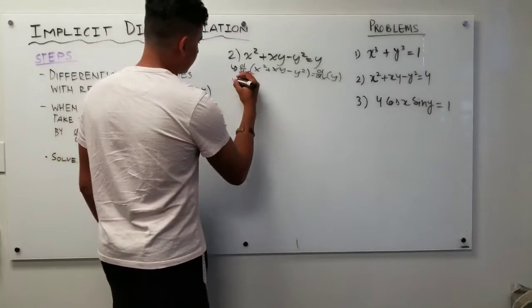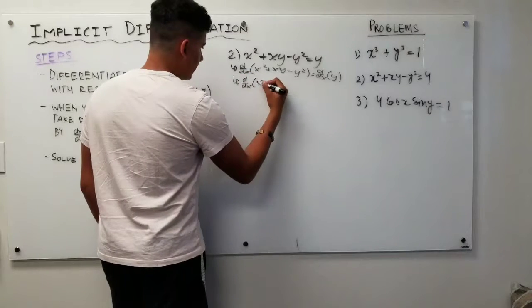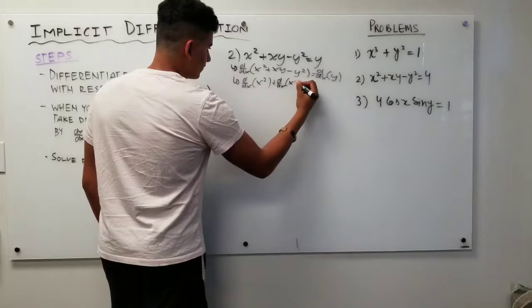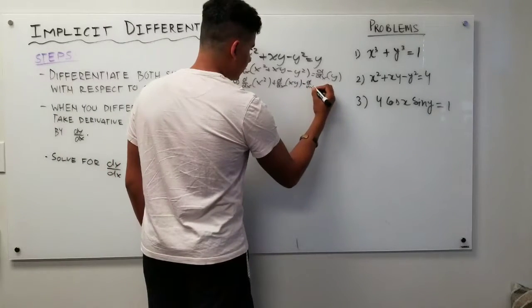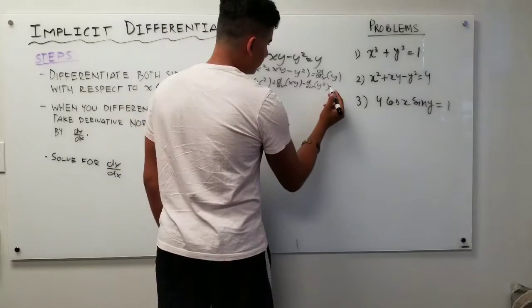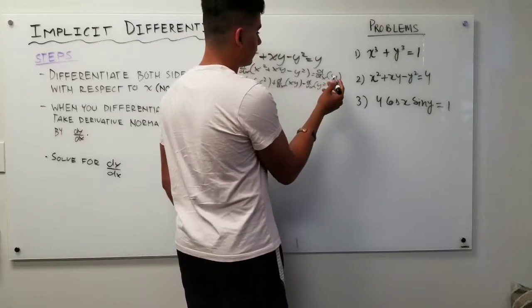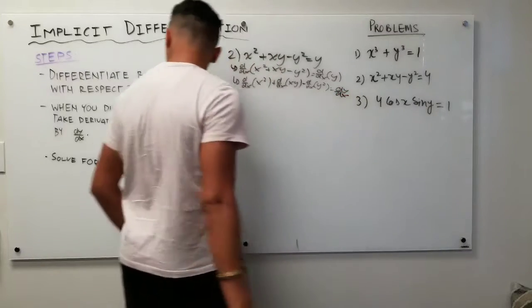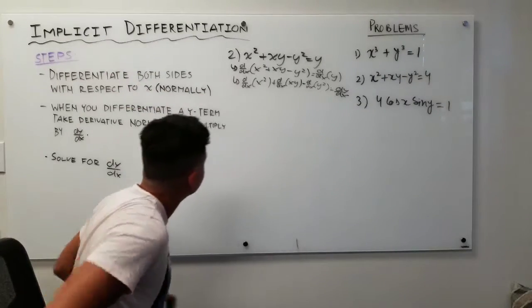Now you're going to distribute d dx all the way on the inside. So d dx of x squared plus d dx of xy minus d dx of y squared. And if you want, we could just take the derivative of this right now. If you take the derivative of y normally, it's going to equal 1 dy dx, so just dy dx over here. So now we can get into the rest of the problem.